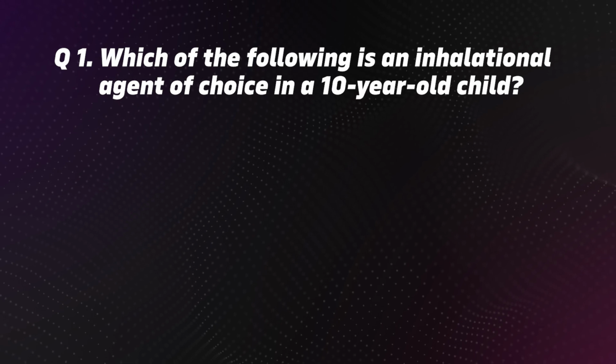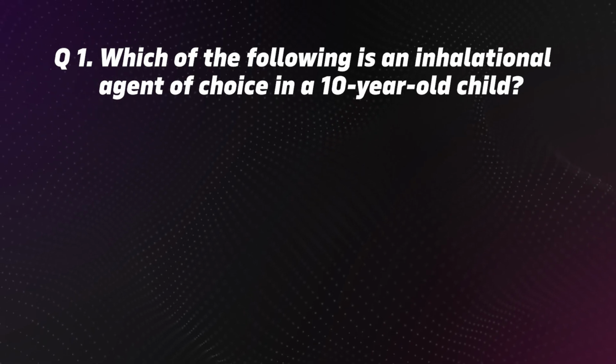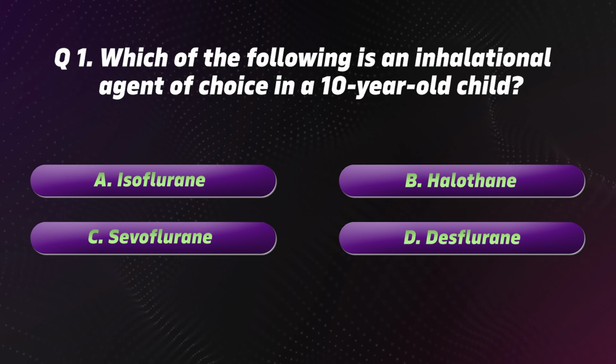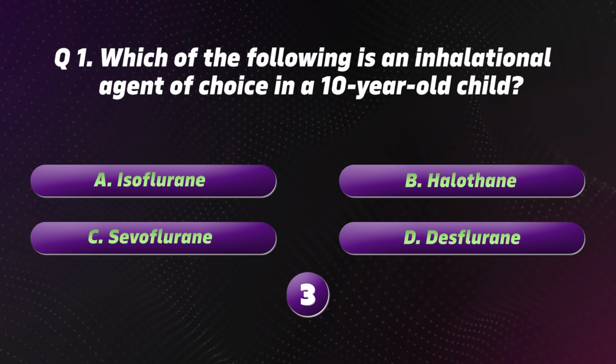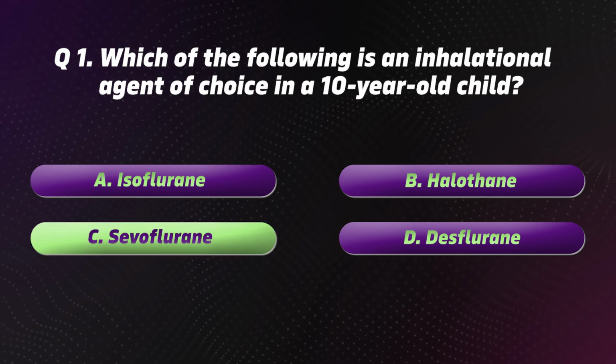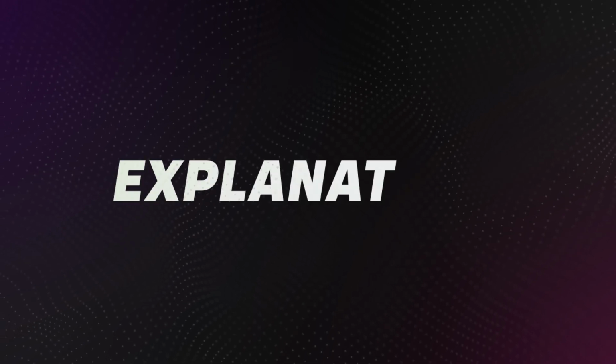Which of the following is an inhalational agent of choice in a 10-year-old child? Here are the options. A. Isoflurane, B. Halothane, C. Sevoflurane, D. Desflurane. And the correct option is C. Sevoflurane. Here is the explanation.